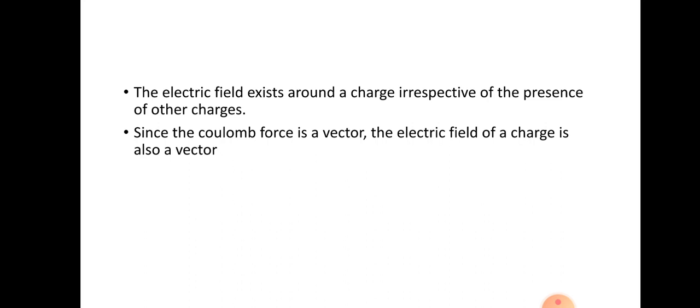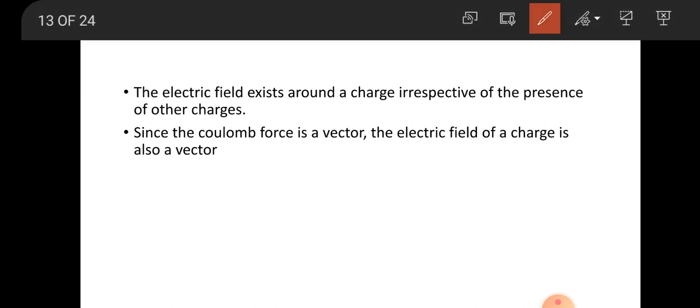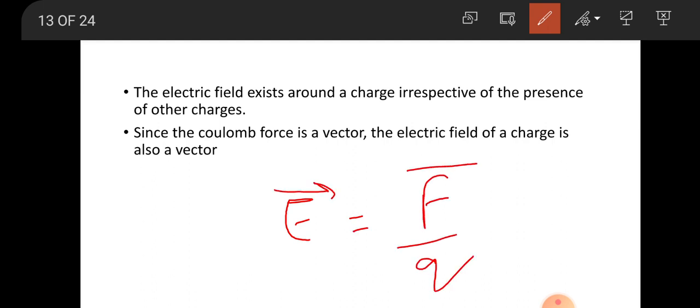Now, since the Coulomb's force is a vector, this electric field is also a vector quantity, because force is also a vector quantity. ये भी आपको ध्यान में रखना है. Why? Because force, the Coulomb force, has magnitude as well as direction, and therefore electric field will also have magnitude as well as direction.